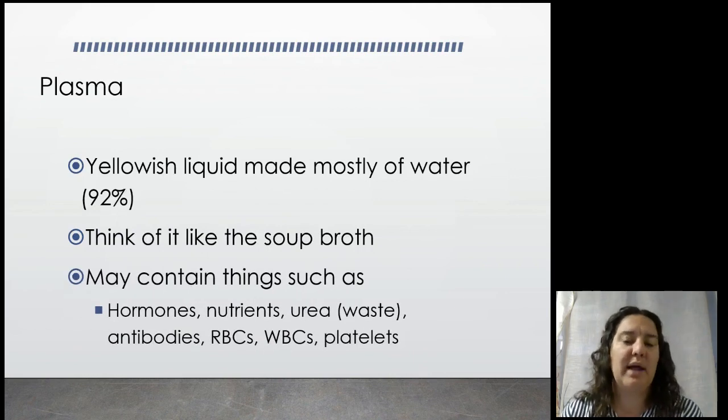Lastly, the blood contains plasma, which is a yellowish liquid made up of mostly water. It's kind of like broth that our red blood cells, white blood cells, and platelets float in. It also contains things like hormones, nutrients, urea, antibodies, red blood cells, white blood cells, and platelets. And this is often where lots of carbon dioxide gets dissolved into in the capillary beds to be taken back to the lungs so that it can be removed.